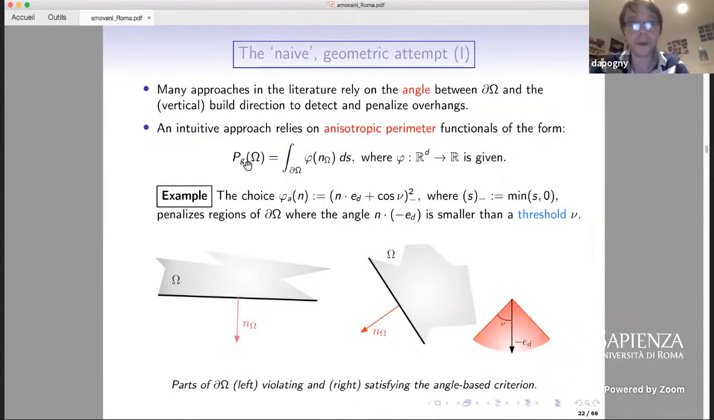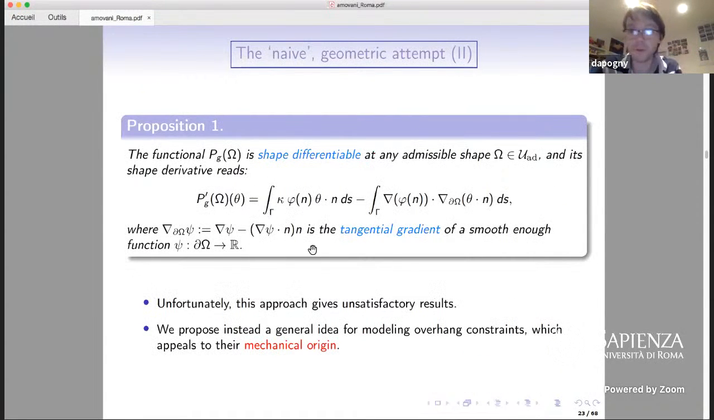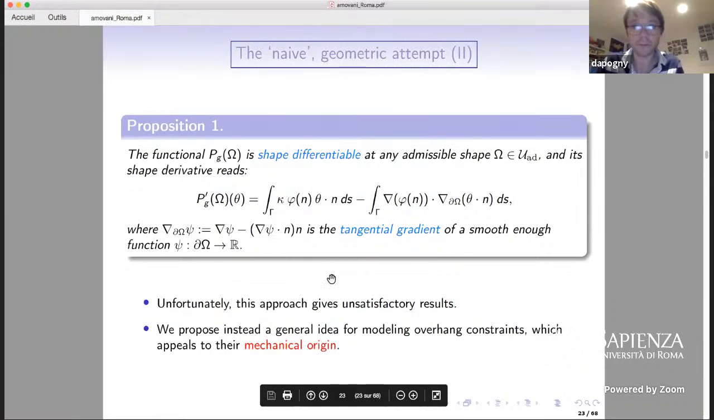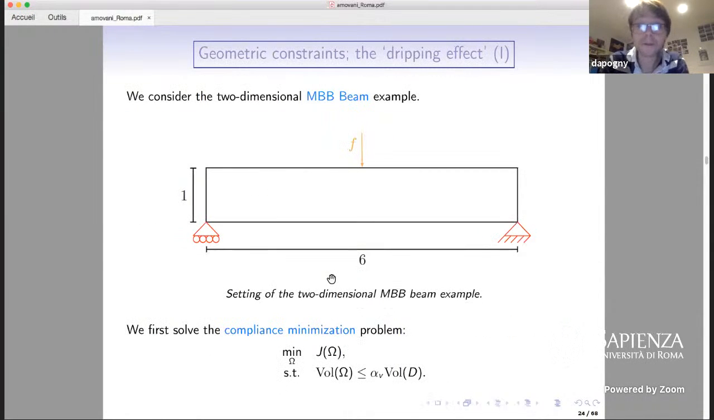There is no PDE involved in the modeling of this functional, and so we can calculate the shape derivative of this functional. I will skip the details, but it's a little bit of calculus. The good thing is that this is very easy to plug into the shape optimization framework that I have just presented. And it is very cheap in terms of computational cost, since there is no PDE to be solved to calculate this objective function and its shape derivative. The bad thing is that it produces terrible results, for some good physical reason that I will try to explain right now. And this will motivate the use of a more mechanical model for the overhang constraints that will come further. So why doesn't this geometric constraint work so well?